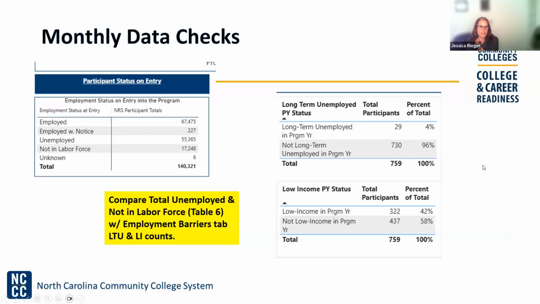The other place to look is on employment barriers. I'm sorry, on Table 6, you will see your participant status on entry. This is going to tell you how many people are unemployed or not in the labor force. Compare that information to your employment barriers page under the sections of long-term unemployed and low income status. If there is a significant gap in those two areas, then you're probably underreporting those who are actually long-term unemployed or those that are low income.